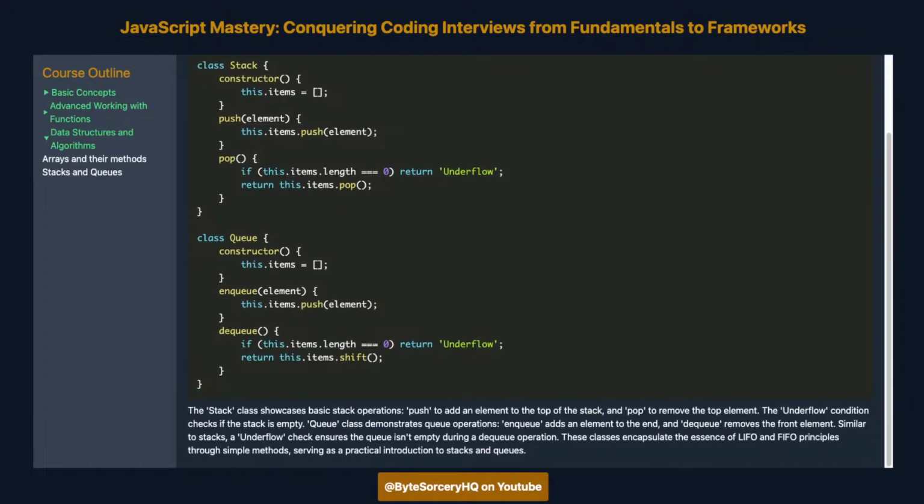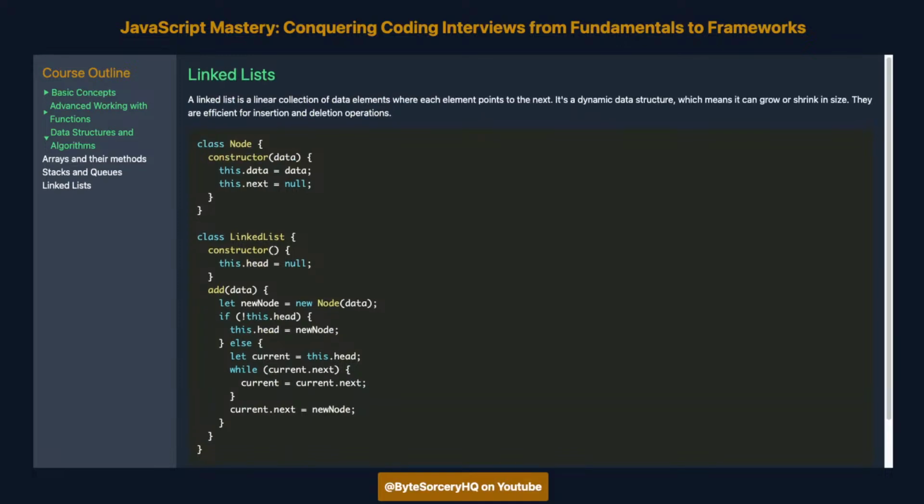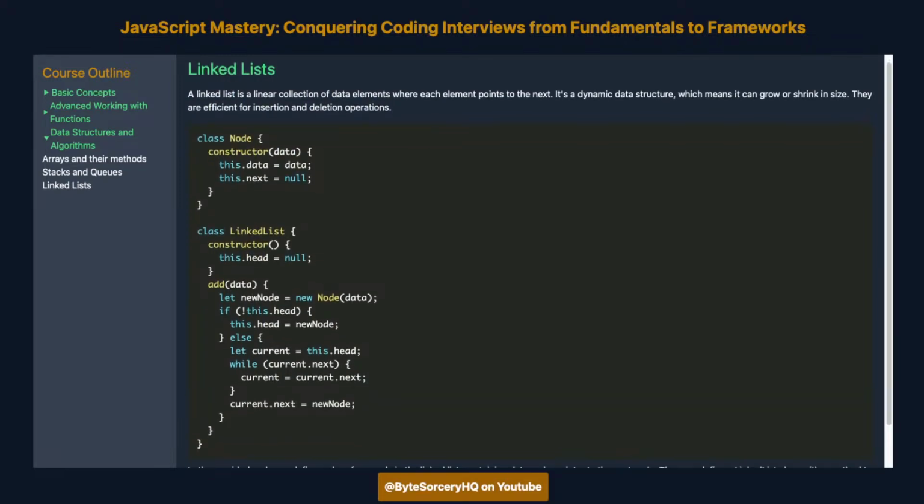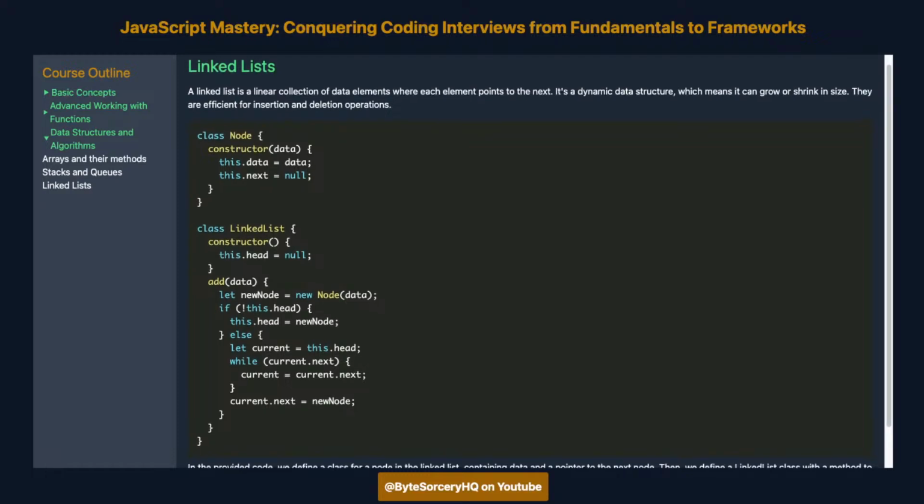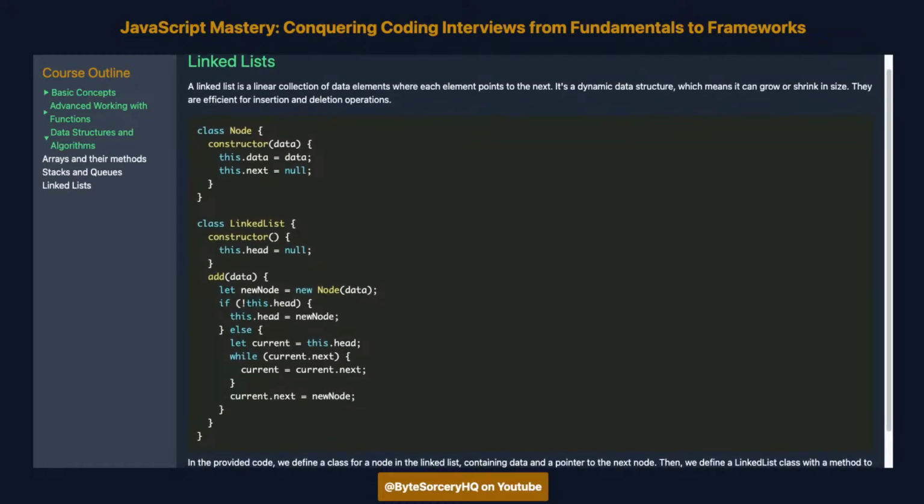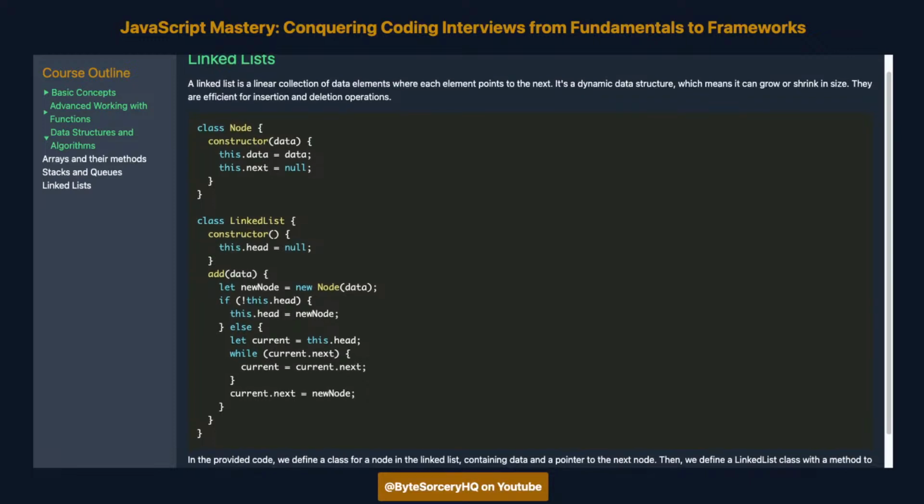Linked lists. A linked list is a linear collection of data elements where each element points to the next. It's a dynamic data structure, which means it can grow or shrink in size. They are efficient for insertion and deletion operations.